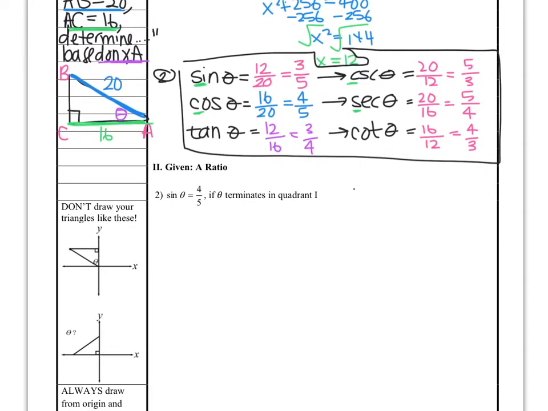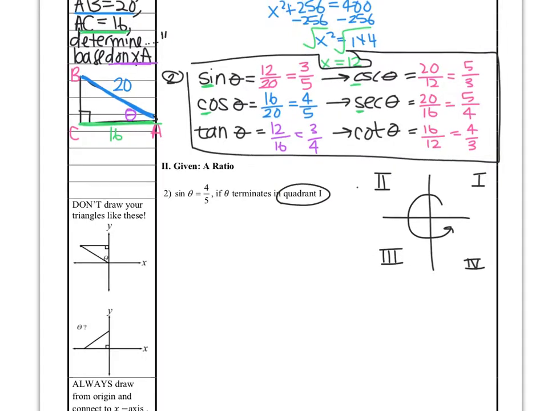This next one here says, given a ratio. So it says sine of theta is 4/5 if theta terminates in quadrant 1. So there's a few things that we have to know for this. First, we have to know our quadrants. So this might be something you want to come back and highlight because you have to know where your quadrants are. They start in the upper right and they go around like a C shape. So upper right is quadrant 1, upper left quadrant 2, bottom left quadrant 3, bottom right quadrant 4. You have to memorize that. It's never given to you.